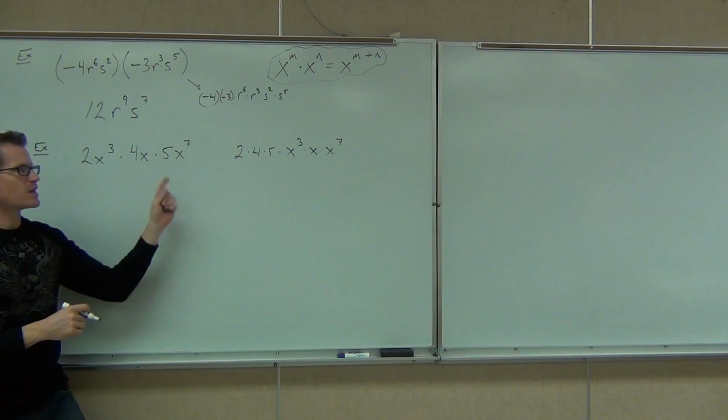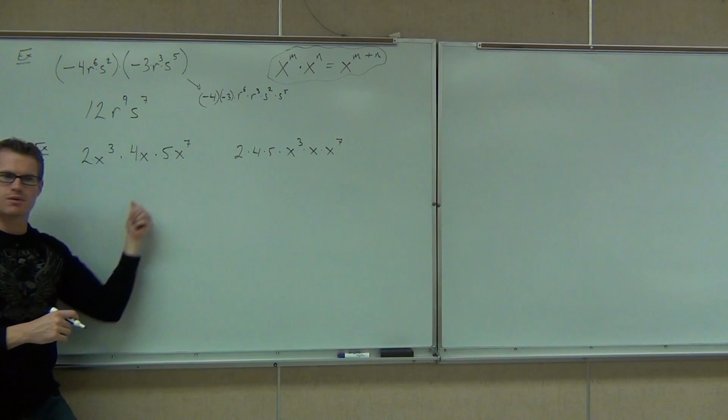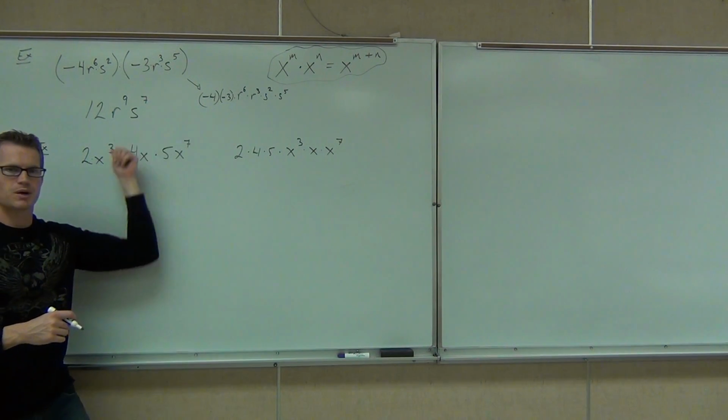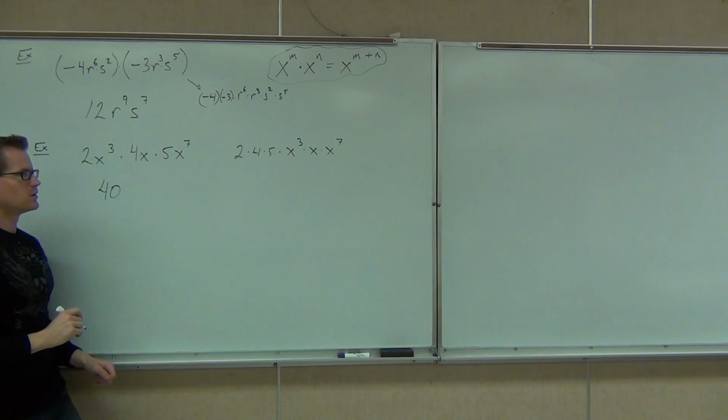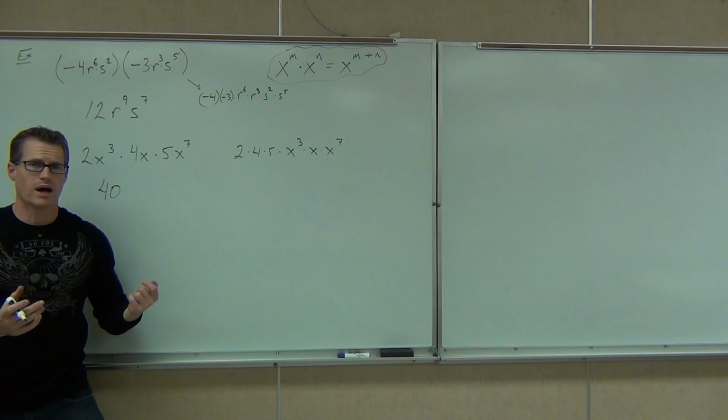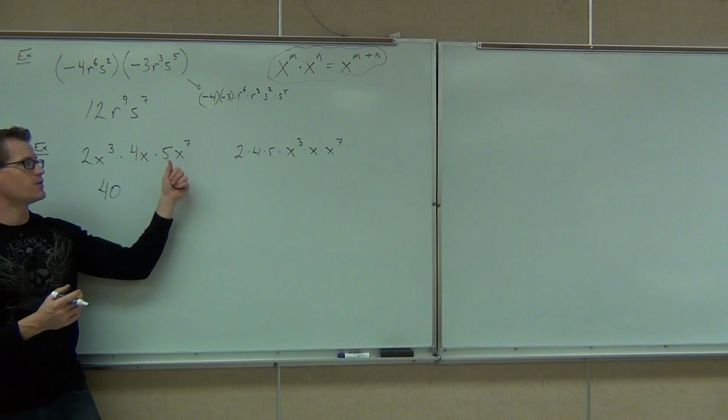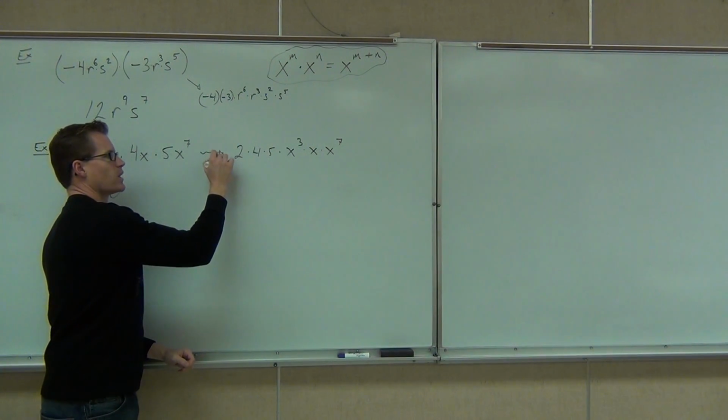Yeah? Okay. So that means you can multiply your numbers together. We can do that right now. What's your number going to be when you multiply those together? 40. Sure. 240. Why? Because you're going to do the 2 times 4 times 5. Remember, this is just a different way to write it.